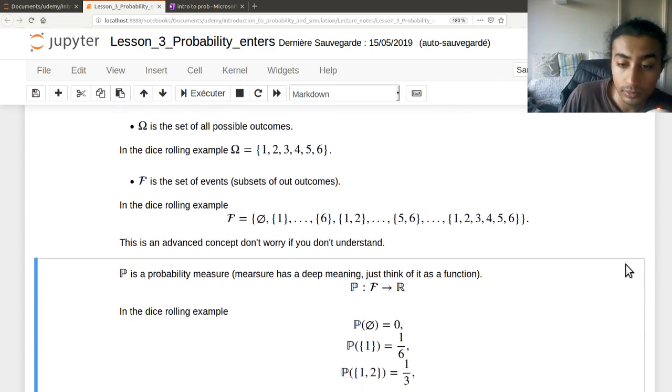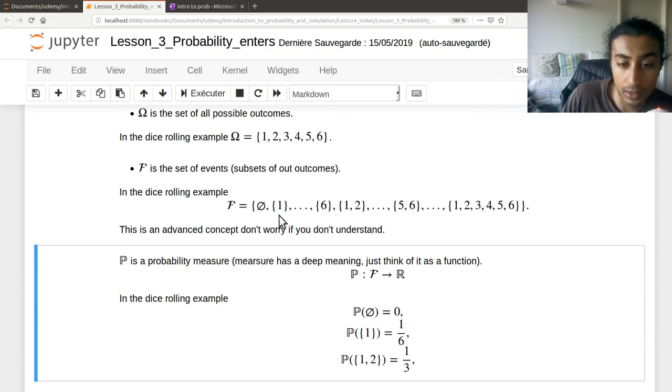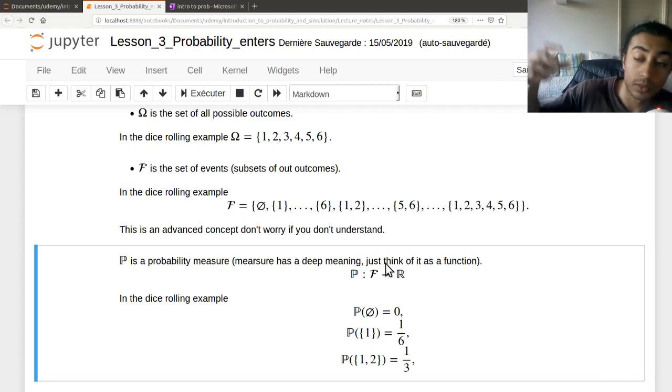And we also have this probability measure. What it is, is a function that takes something in the F. So it takes some sort of set and maps it to the real numbers. This R, big R, stands for real numbers. So it takes a set, like maybe this thing here, and converts it into some sort of number.